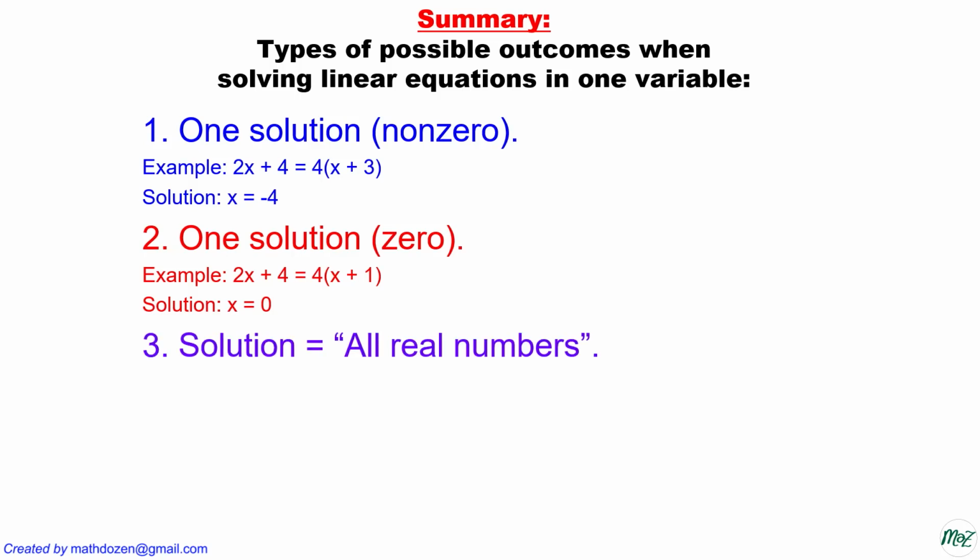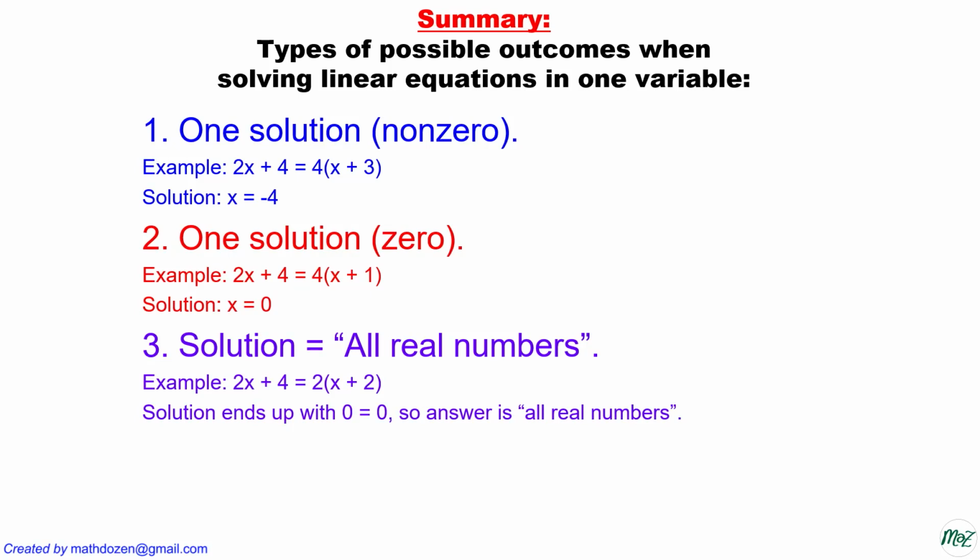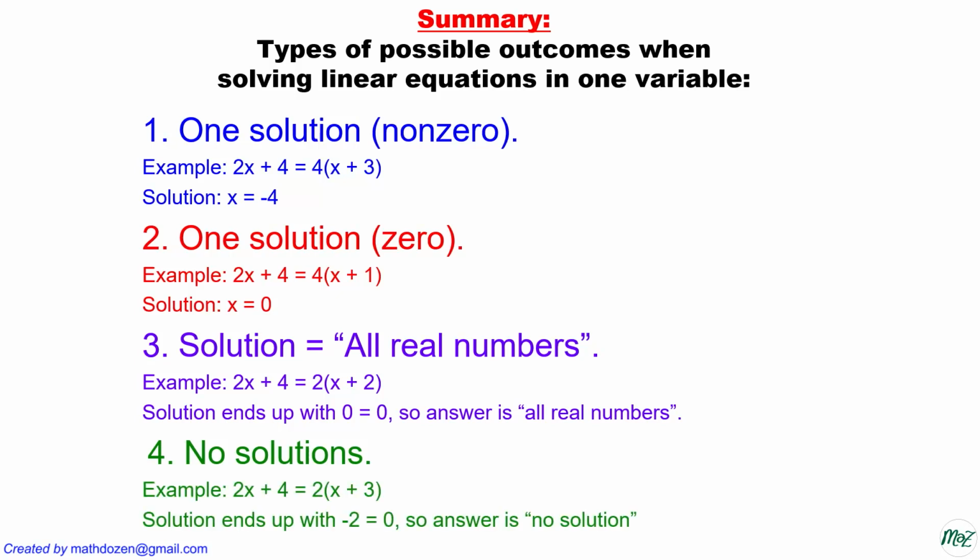Another option is when you have all real numbers as a solution. So this is when your variable disappears, but at the end of your solution steps, you have something that looks truthful, and that is 0 equals 0 or 5 equals 5 or something similar. And finally, no solutions. This is when after all of your steps, you end up with a statement that's not true. For instance, -2 equals 0, or maybe 5 equals 7. So something that doesn't have the same number on both sides.